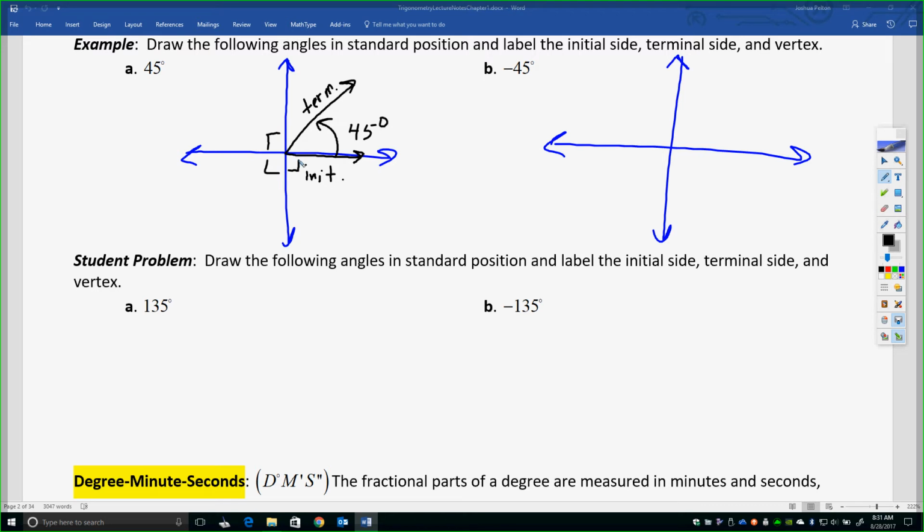For negative, you'd still use the same initial side. However, we're going clockwise this time for negative 45 degrees to the terminal side. Pause the video here and draw your standard position angles and start the video again once you've completed them.